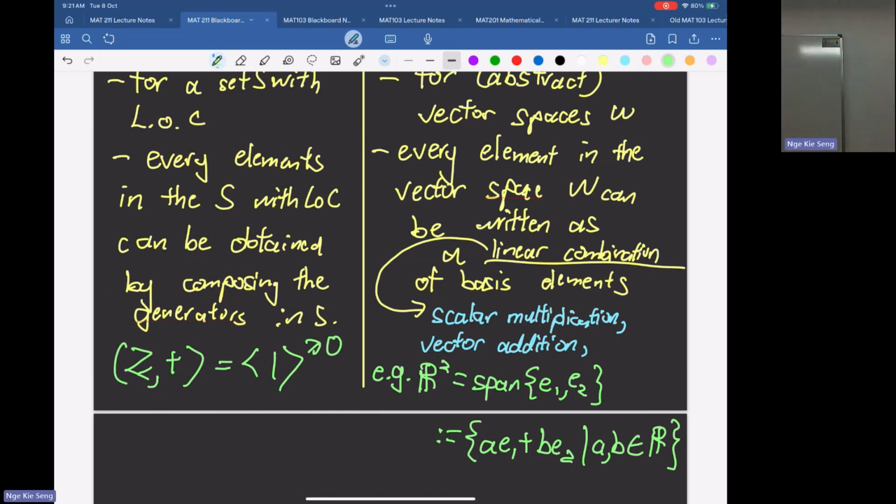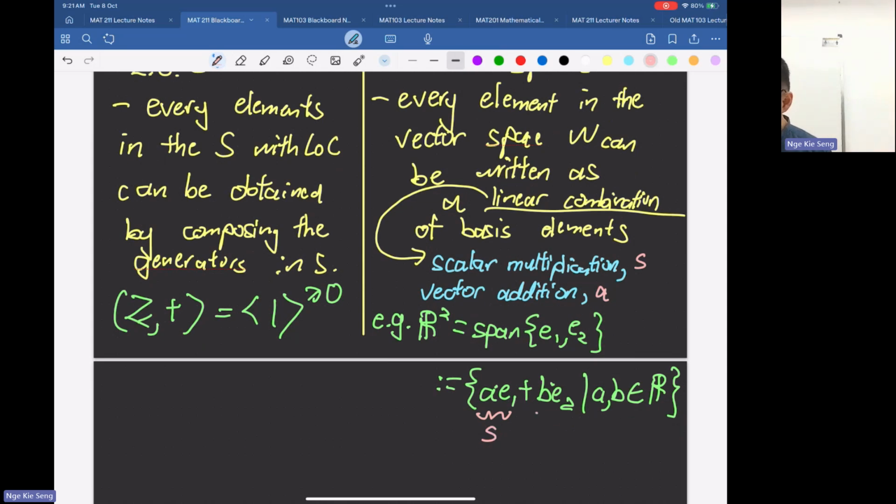So linear combination. Where is the scalar multiplication? Scalar multiplication happens in each term here. Let's call it S, this one. And the bottom one, let's call it A, addition. So you have scalar multiplication and you also have vector addition. Does it make sense? Okay, let me test you. Is scalar multiplication or vector addition a LOC, or are they both LOC? Which one is LOC?